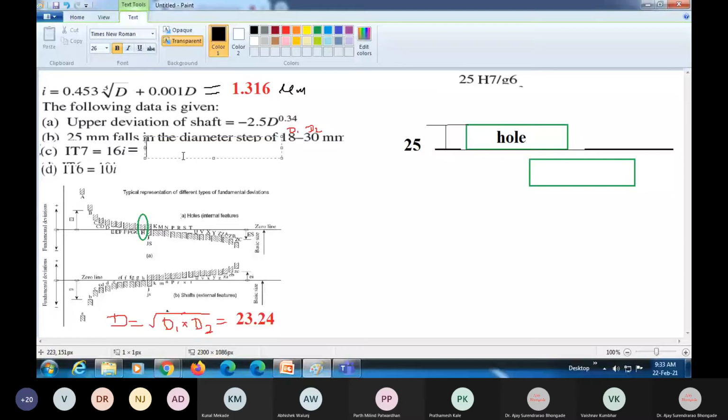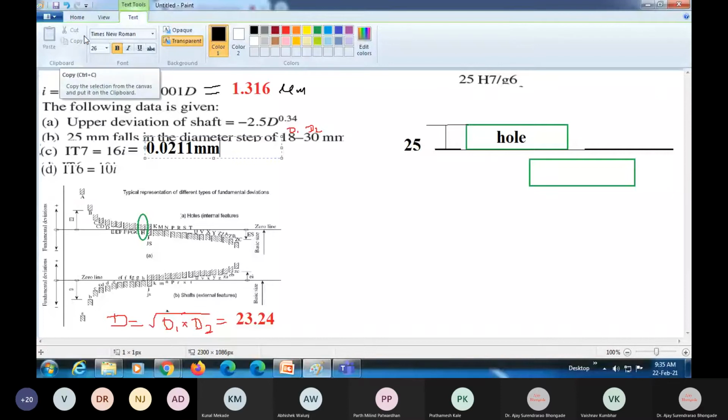So what is the value of that? 21.11, so it will be 0.0211 mm, right? So that will indicate the upper deviation of the hole. If that is the upper deviation, what is the upper limit of the hole then? That will be 25. Sir, 25.02. Correct.